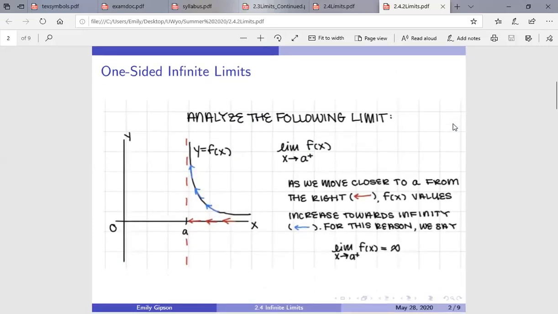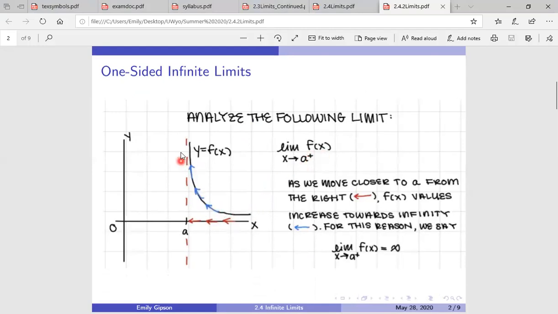So here we have the concept of one-sided infinite limits. You've already been introduced to the idea of two-sided infinite limits, limits that approach infinity. So what happens when we just approach from one direction? In this example, we're interested in the limit as x approaches some value a from the right-hand side of a function f of x.